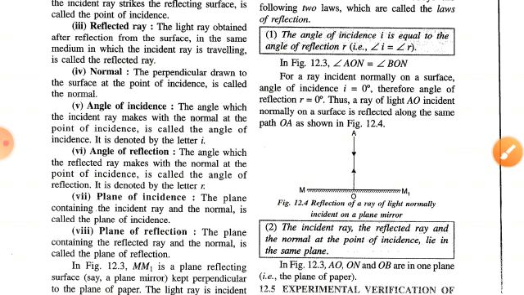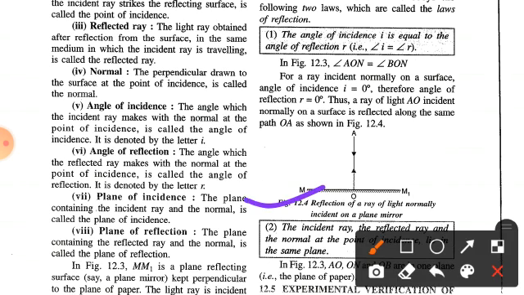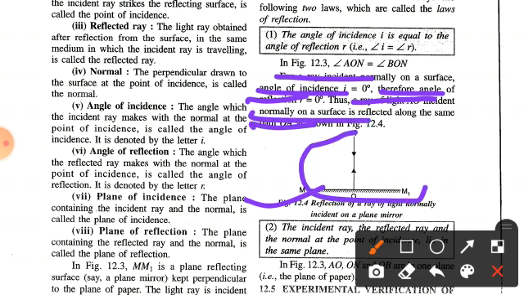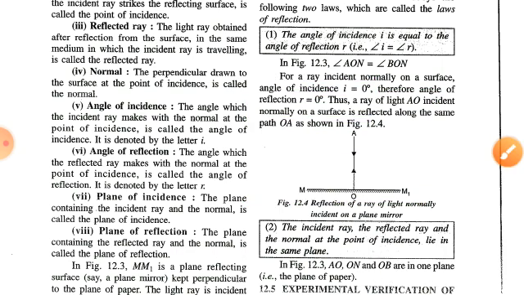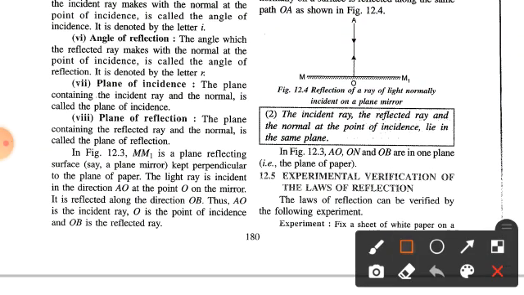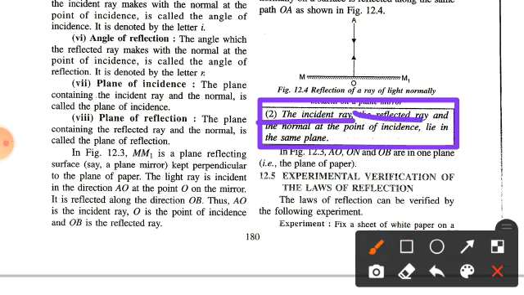Here you can see figure number 12.4. For a ray incident normally on a surface, the angle of incidence i equals 0 degrees, therefore the angle of reflection r equals 0. Thus a ray of light AO incident normally on a surface is reflected along the same path, as you can see from this figure. So this is the first law. Now we will discuss the second law of reflection. The incident ray, the reflected ray, and the normal at the point of incidence lie in the same plane.